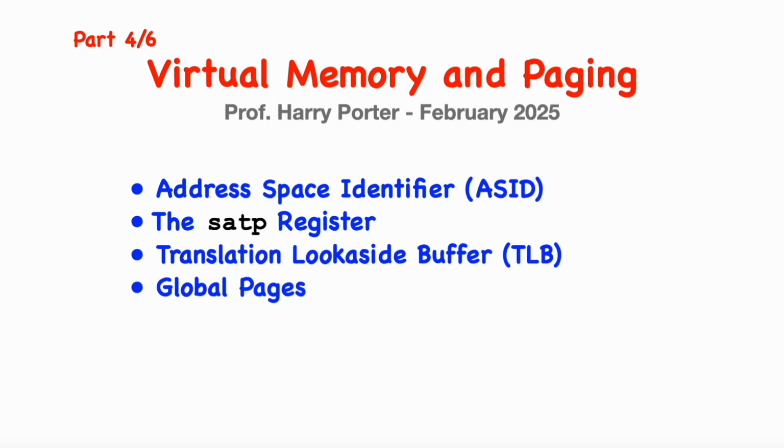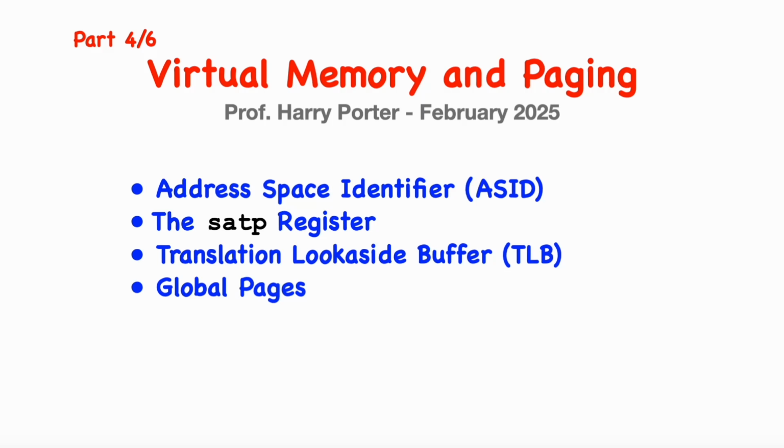In this video, we'll see that there's such a thing as an address space identifier for each virtual address space. We'll also look at the SATP register in detail and see that, in addition to the address of the root of the page table tree, it contains the address space identifier. It also selects which paging scheme is turned on. Then I'll describe the translation lookaside buffer, so we'll see how that functions. And once we know about the TLB, the importance of the address space identifier will become clear. We'll also describe global pages and the global bit.